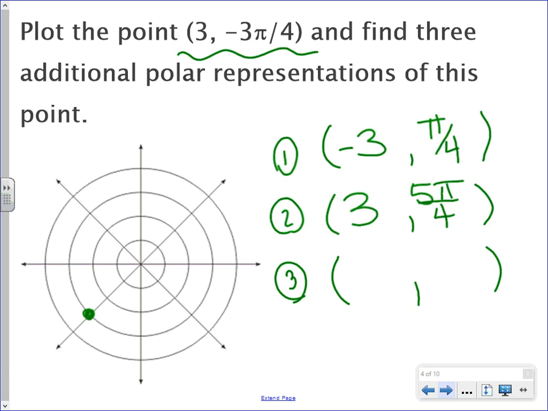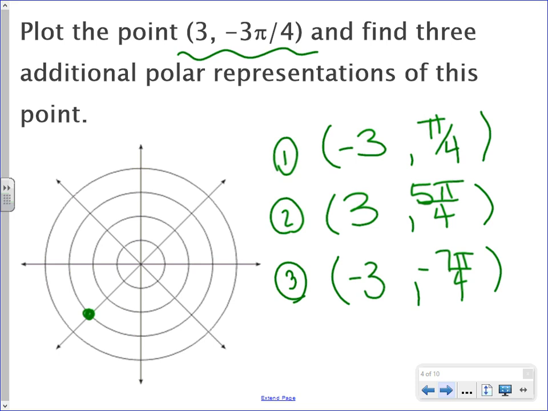Okay, we can rotate to 5 pi over 4 and then walk forward 3. Very good. The last one's probably the least obvious. Chris? We can rotate to negative 7 pi over 4 and then walk backwards 3.